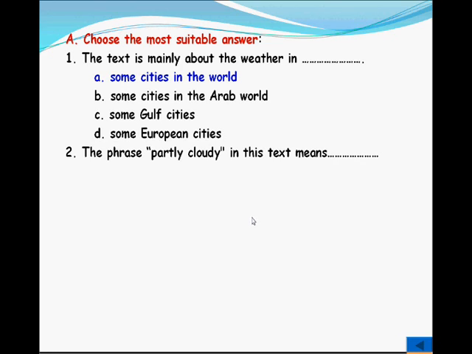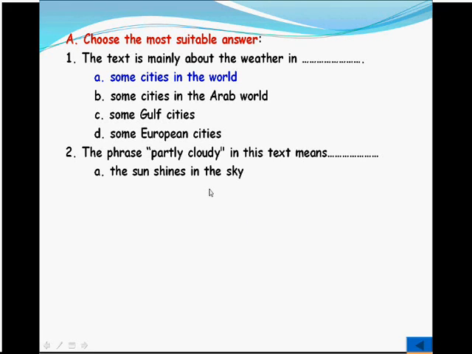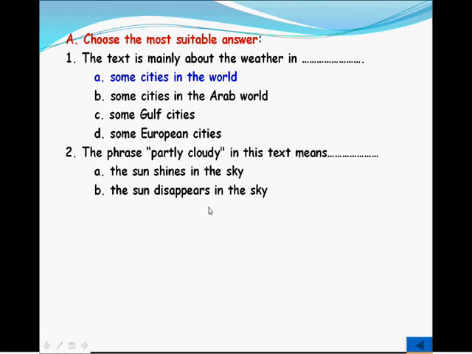The phrase partly cloudy in this text means: A. The sun shines in the sky, B. The sun disappears in the sky, C. Many clouds in the sky, and D. Some clouds in the sky.